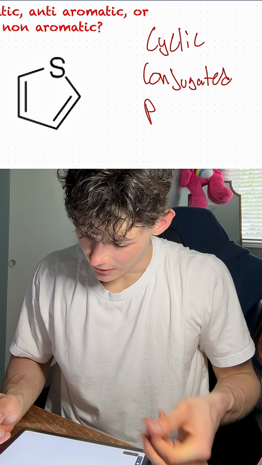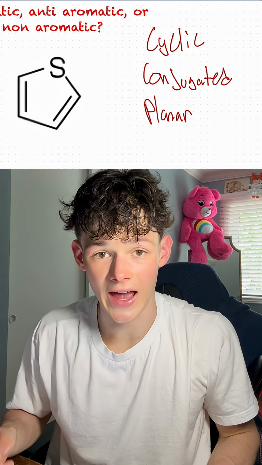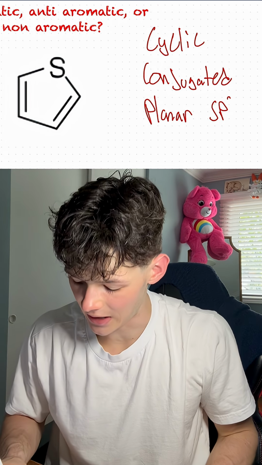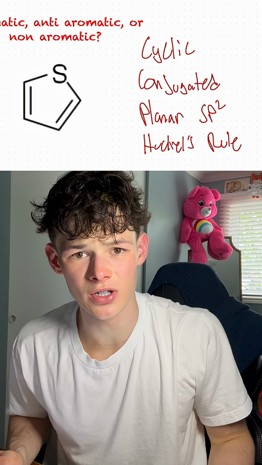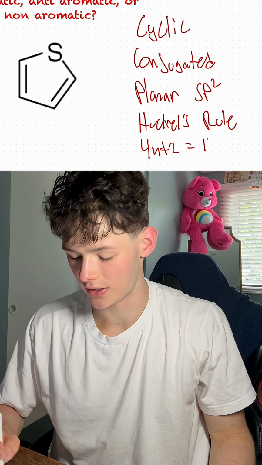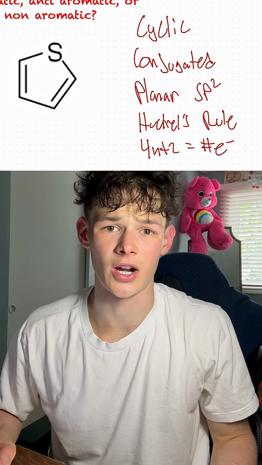That's what that means. Number 3, is it planar? Are all the atoms in the molecule sp2 hybridized? And number 4, does it follow Mr. Huckel's rule? And what is his rule? 4n plus 2 has to equal the number of electrons that contribute to our conjugated system.